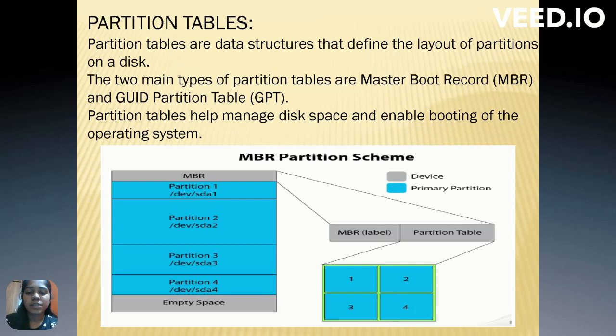The next is partition tables. Partition tables are data structures that define the layout of partitions on the disk. The two main types of partition tables are MBR, that is master boot record, and GPT, GUID partition table. Partition tables help manage disk space and enable booting of the operating system. Here is a diagram: partition 1, partition 2, partition 3, partition 4. Below that we have the empty space, and above the partitions we have the MBR, the master boot record.